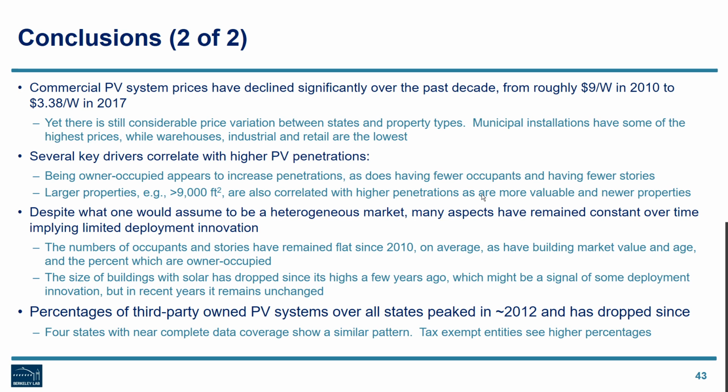so too do buildings with fewer occupants and fewer stories, and larger properties and properties that are more valuable and are in fact newer also see higher penetrations. Despite what one would assume to be a heterogeneous market, we see many aspects of these buildings remain fairly constant over time, implying limited deployment innovation. And finally, the percentage of third-party owned PV systems over all states peaked in 2012 and has dropped since, just like it's dropped as well for the residential market. And tax-exempt entities do see higher percentages.